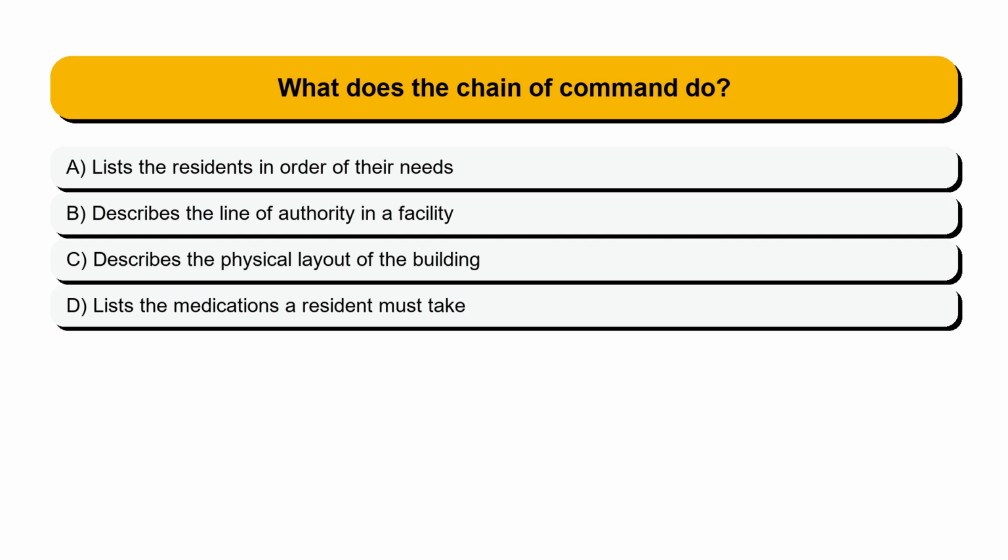Question 60. What does the chain of command do? Option A, lists the residents in order of their needs. Option B, describes the line of authority in a facility. Option C, describes the physical layout of the building. Option D, lists the medications a resident must take.